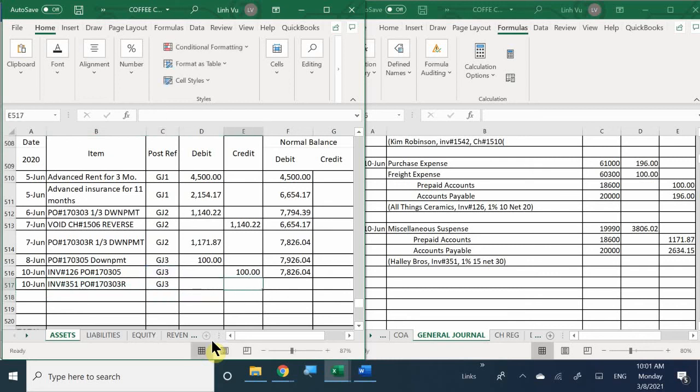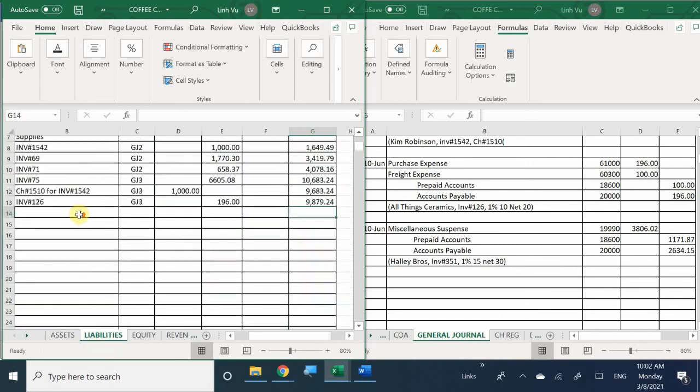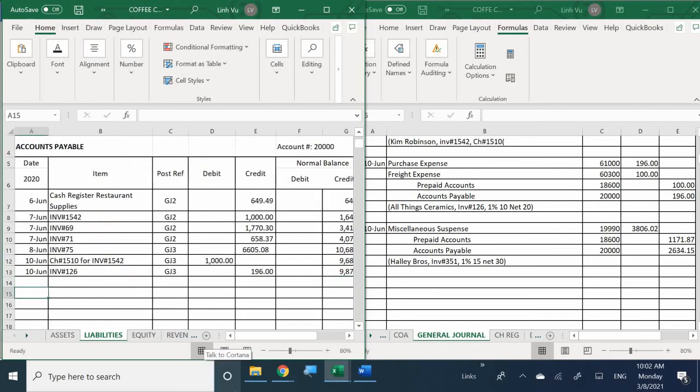However, we're decreasing it by the 1,171.87. So therefore, it should bring my prepaid accounts down to 6,654.17. All right. So again, here we've brought it up, then we brought it back down to 6,654.17. All right. Last but not least, we got to go to our accounts payable, because now we owe more money because we received a bill.